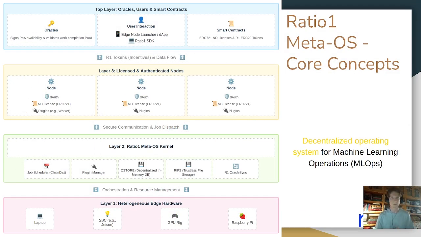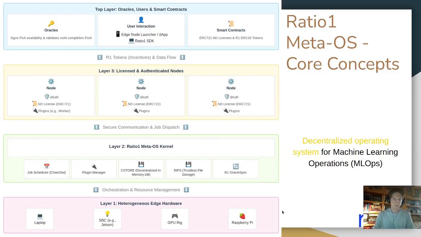For those who don't know what Ratio1 is, it's a Meta OS, and at its core concepts, Ratio1 can run on any hardware at its basics. I hope you can see my mouse. You can run it on laptops, computers, server hardware, Raspberry Pis as well. And on top of this, we built our ecosystem.